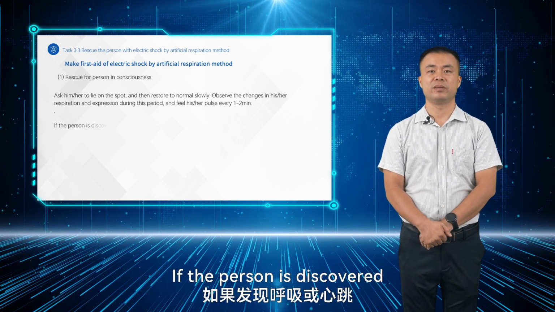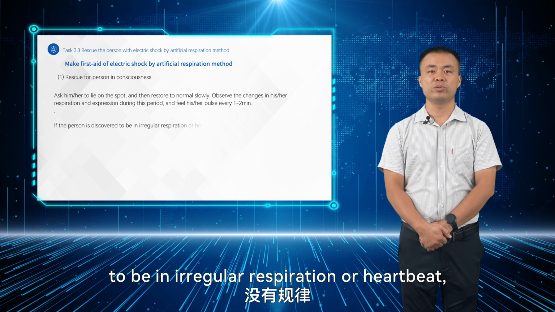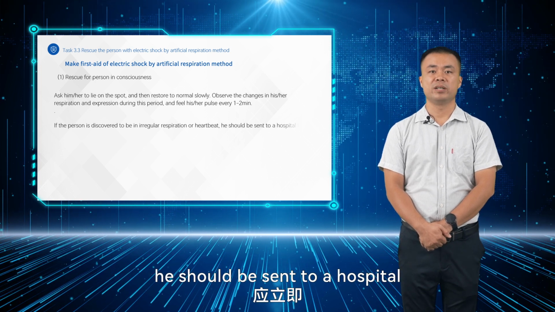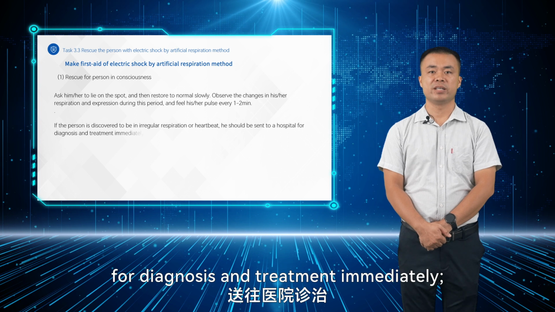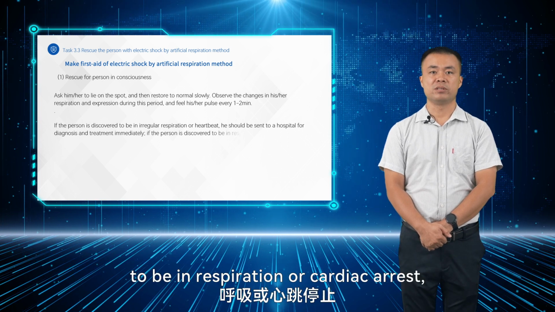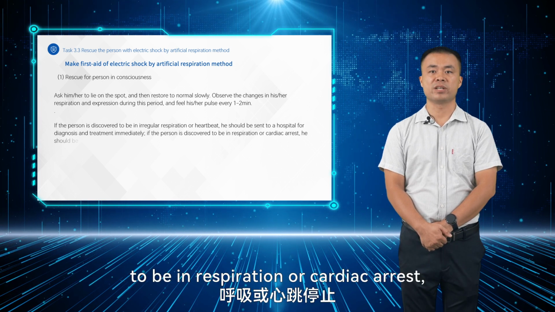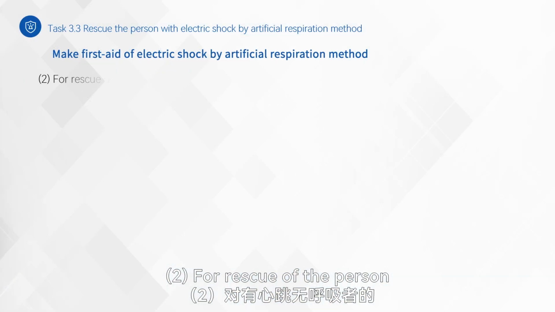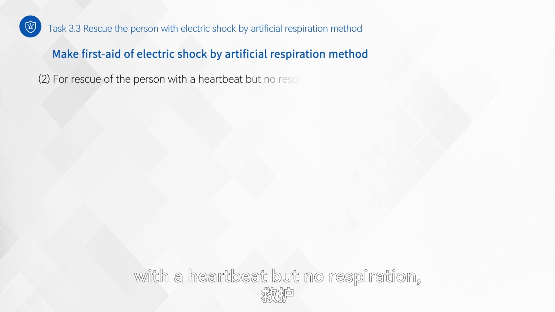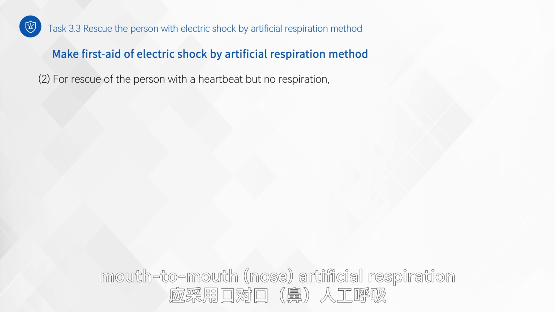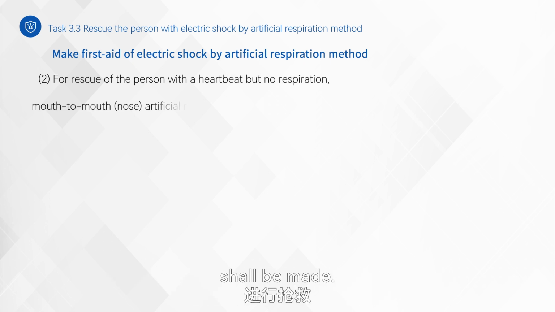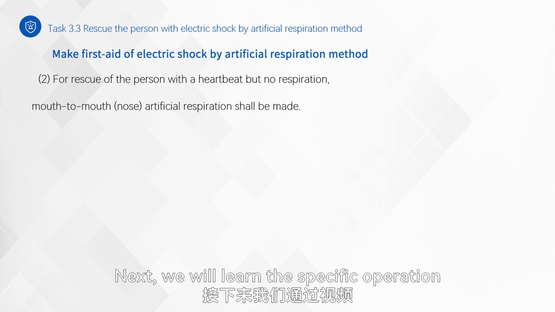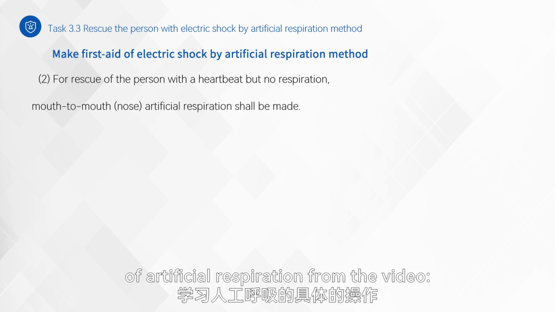If the person is discovered to be in irregular respiration or heartbeat, he should be sent to a hospital for diagnosis and treatment immediately. If the person is discovered to be in respiration or cardiac arrest, he should be rescued on the spot immediately. 2. For rescue of the person with a heartbeat but no respiration, mouth-to-mouth, nose, artificial respiration shall be made. Next, we will learn the specific operation of artificial respiration from the video.